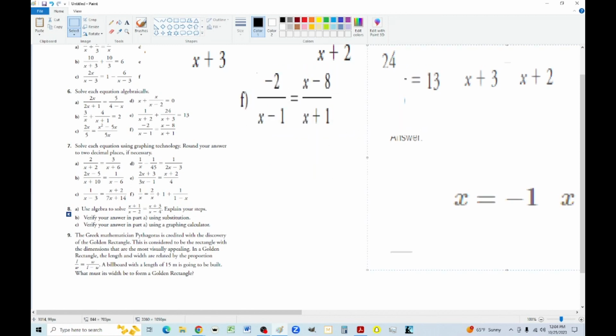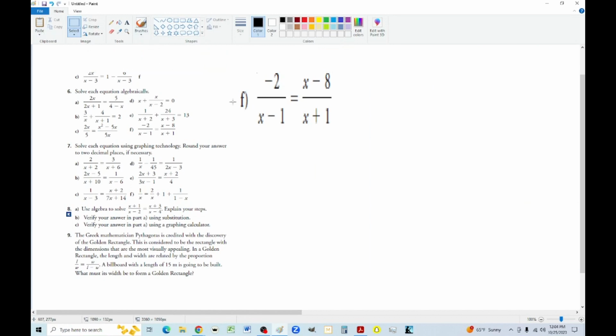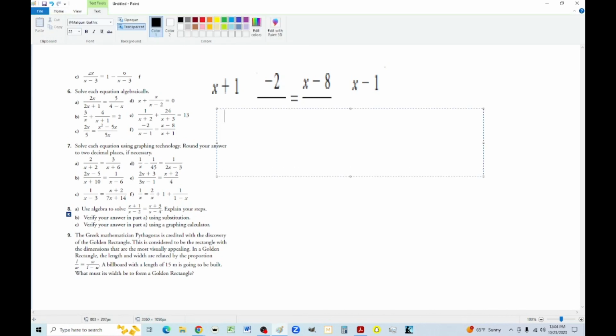Get rid of the clutter. Multiply both sides or just cross multiply. That's the easiest thing when there's just one fraction on each side. So on the left side I get minus 2x minus 2, is equal to x squared minus x minus 8x, which is minus 9x, plus 8. Then when I get everything to the right side, I get x squared minus 7x plus 10.